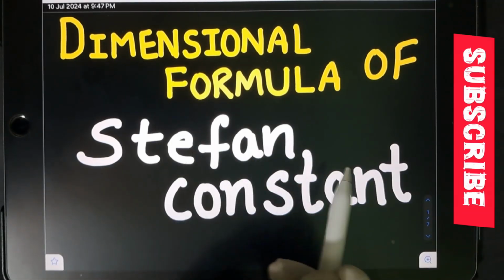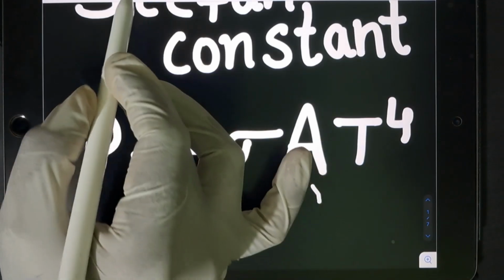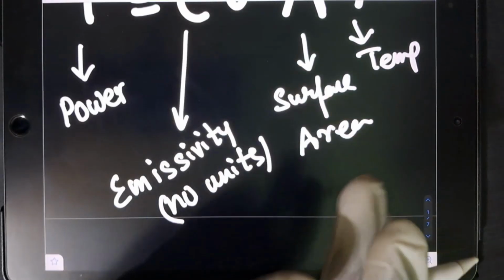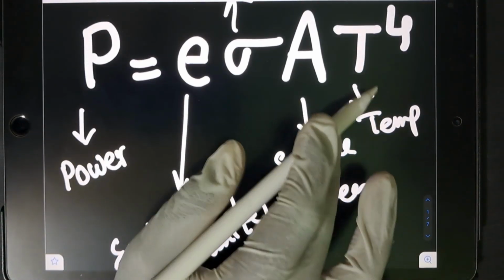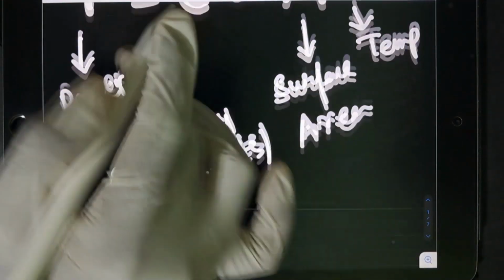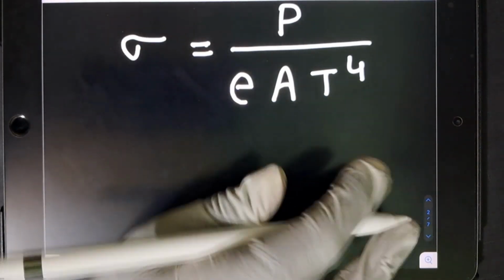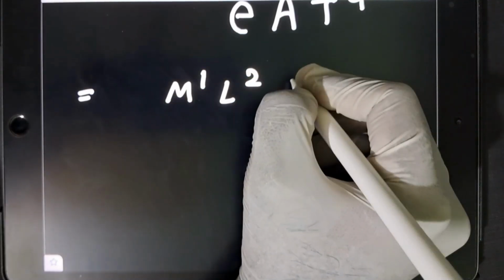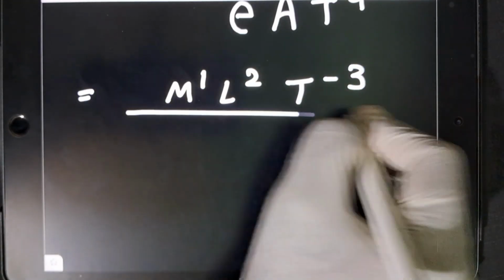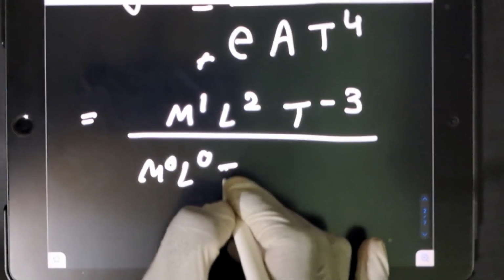To find the dimensional formula of Stefan constant, the formula is P is equal to E sigma A T power 4. Here P is equal to power, E is equal to emissivity. Remember, it has no units. A is surface area, T is temperature, and sigma is Stefan constant. On rearrangement, we get sigma. Now first, the power dimensional formula is M power 1 L power 2 T power minus 3, by emissivity E. There are no units, so M power 0 L power 0 T power 0.